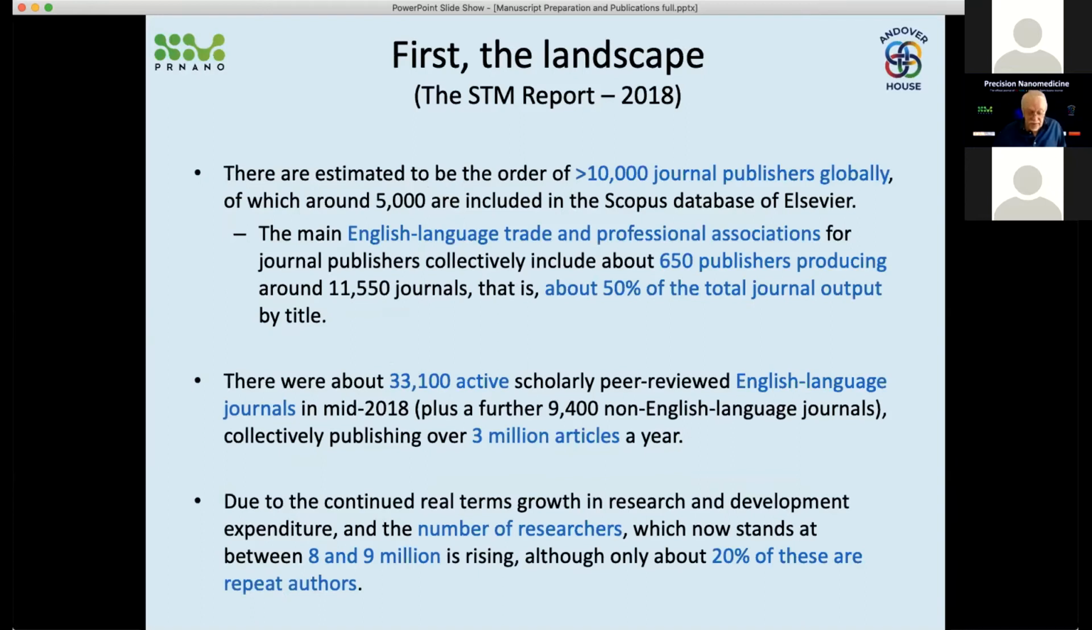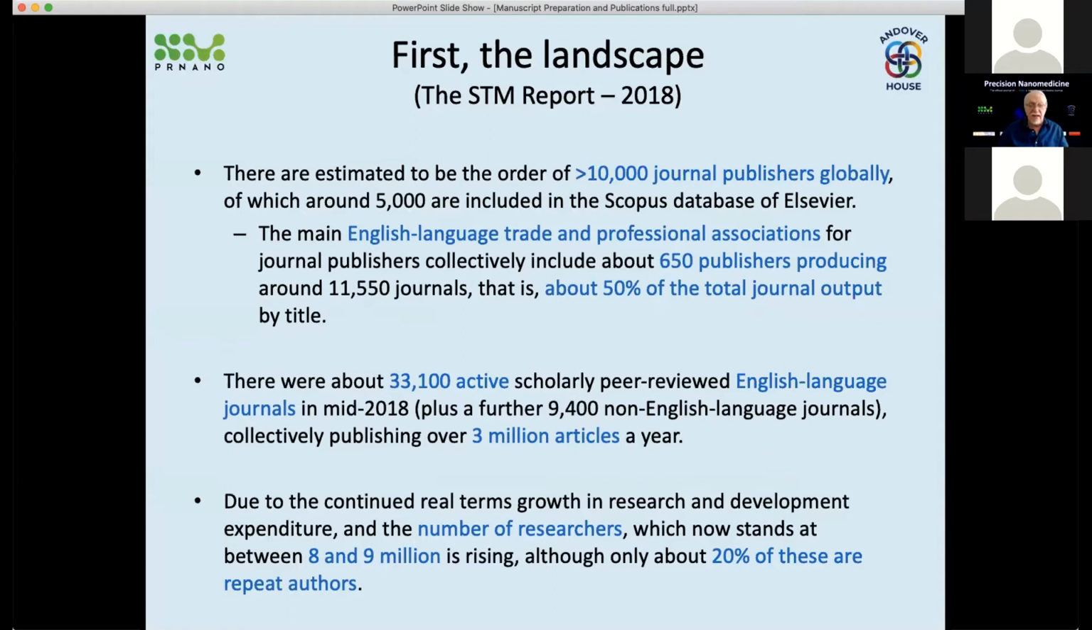According to the Science and Technology Management Report, there are more than 10,000 journal publishers, of which about 5,000 are included in the Scopus database. The main English language associations are fewer, probably 650, so many small publishers. But about 50% of the journal output is English language. And there are roughly 33,000 peer-reviewed scientific English journals producing 3 million articles a year.